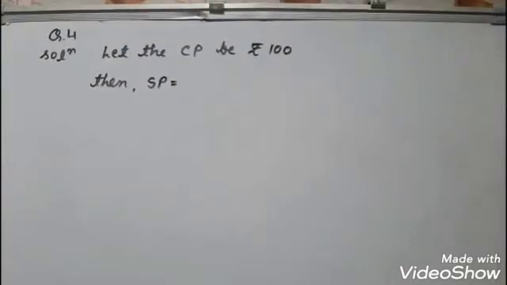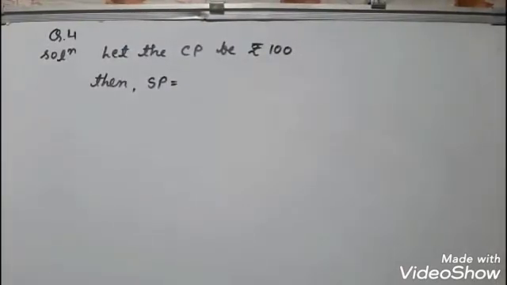Now question number 4. After allowing a discount of 20% on the MP of an article, the dealer earns 28% profit. Find the percentage increase of the MP above the cost price. So let's see the solution. First of all, we have to assume cost price of the article. So let us assume it as 100. Let the CP be rupees 100.